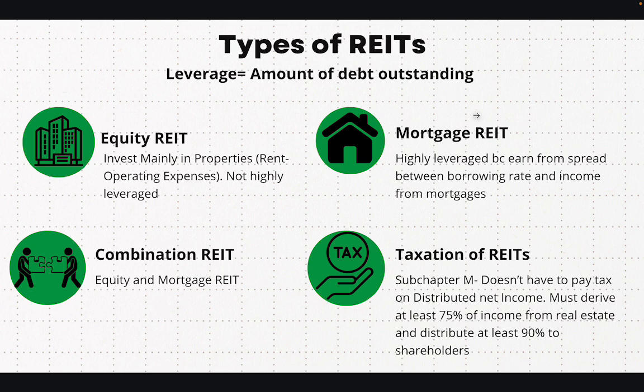Types of REITs. First of all, the definition of leverage. That's the amount of debt outstanding. Equity REITs invest mainly in properties, rent, operating expenses. They are not highly leveraged. That means there's not a large amount of debt outstanding. However, mortgage REITs are highly leveraged because they earn between the small spread between the borrowing rate and the income from the mortgages. So they're highly leveraged. And then there's combinations, which are equity and mortgage.